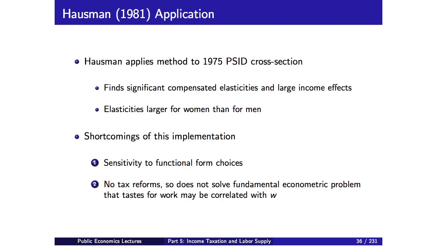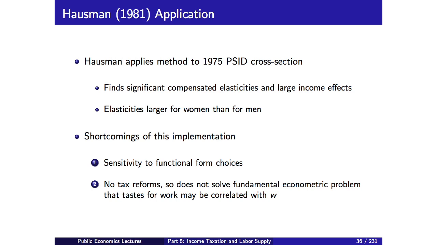So Hausman applies that method to a cross-section from the 1975 PSID. He finds significant compensated elasticities and large income effects, and larger elasticities for women than men, which is a pattern we find very frequently in this literature and which I think is actually robust.